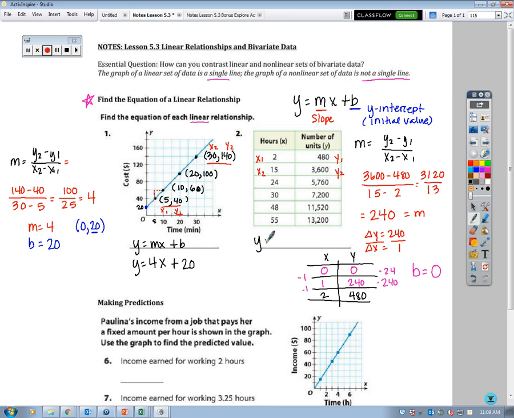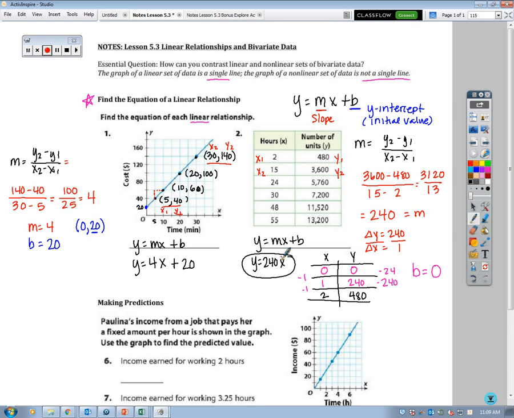Which means when I write my equation, my y equals mx plus b, it's going to look like y equals my slope, 240, x, and then I could put plus 0 because that's what my value is, or I can just leave that off. And that's still correct. So my equation here now is y equals 240x.